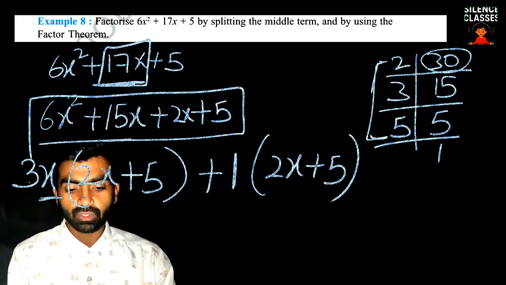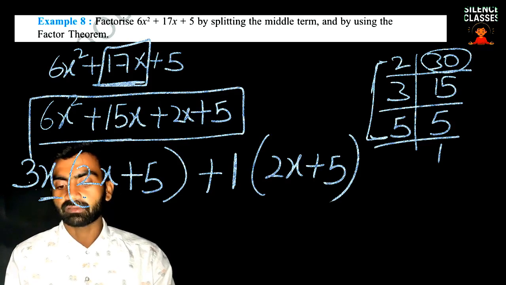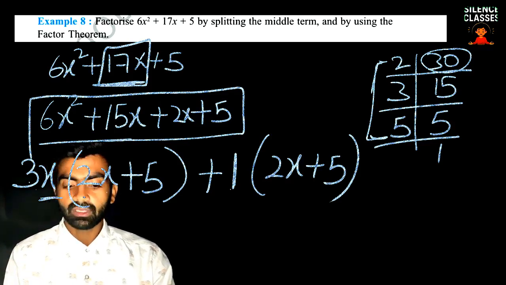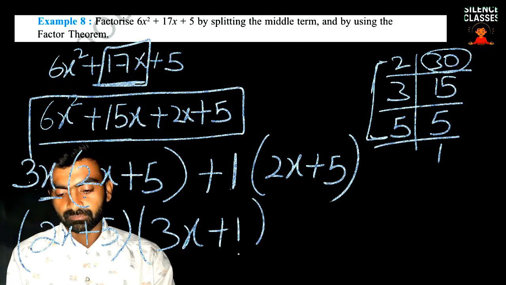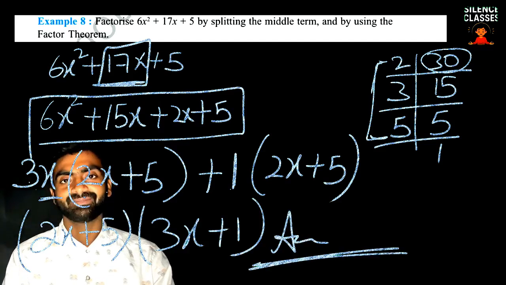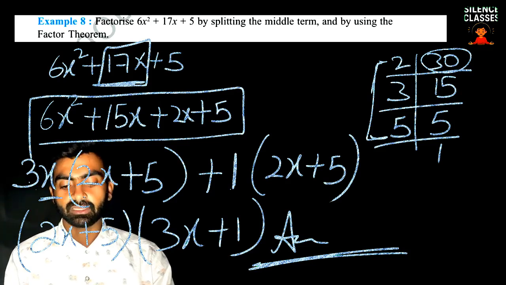3 multiplied by 2 becomes 6, x multiplied by x becomes x². 3 multiplied by 5 becomes 15, and x multiplied by 1 gives x. 1 multiplied by 2x becomes 2x, 1 multiplied by 5 becomes 5. Like this we get 2x plus 5 and 3x plus 1, and this is the answer. Splitting the middle term, we get these two factors. We have factorized by splitting the middle term.